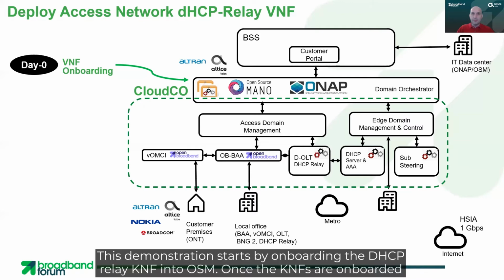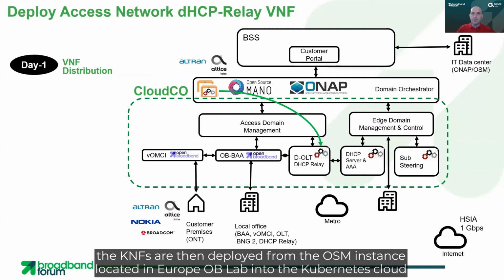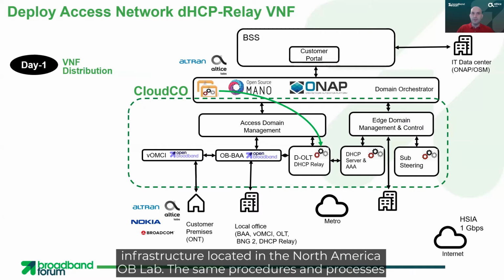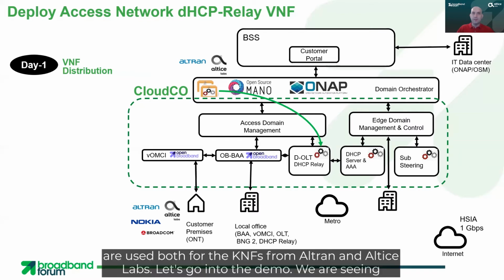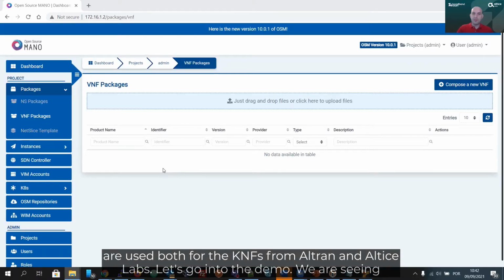This demonstration starts by onboarding the DHCP relay KNF into OSM. Once the KNFs are onboarded, the KNFs are then deployed from the OSM instance located in Europe OB Lab into the Kubernetes cloud infrastructure located in the North America OB Lab. The same procedures and processes are used both for the KNFs of Altran and Altice Labs. Let's go into the demo.